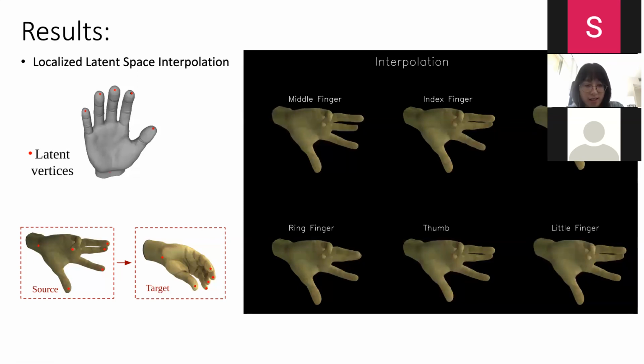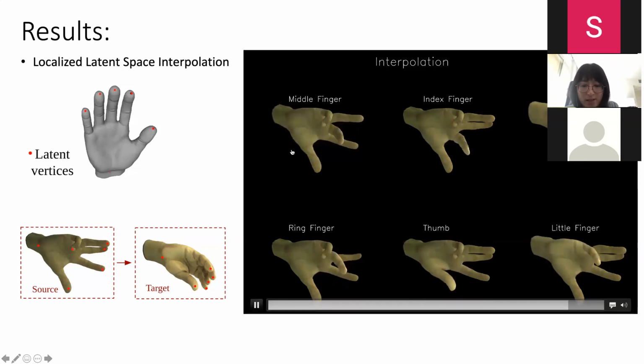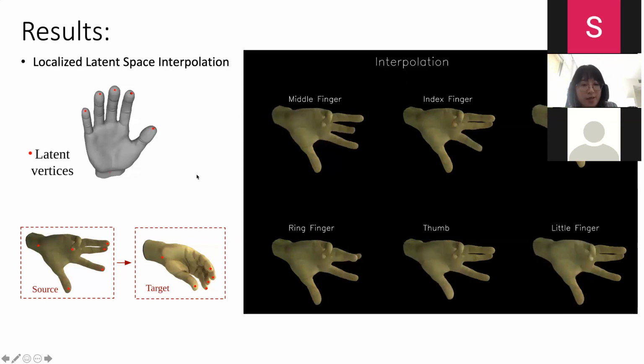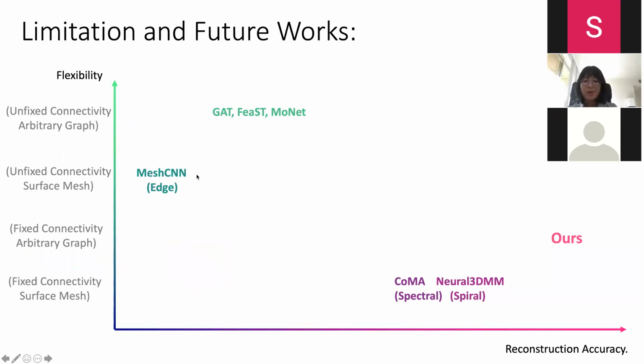And in this way, we have much higher power. We have a more powerful interpolation tool for generating different hand gestures with different hand shapes. And finally, I'd like to talk about the limitations and the future works.